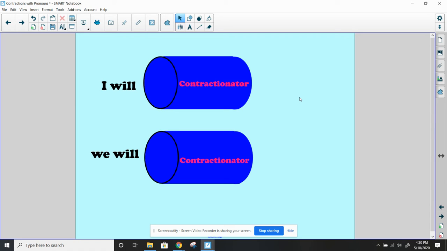The contraction I and will, the helping verb will, which makes a verb in the future tense. We're going to take out the letters W and I to make I'll. I'll be happy when school is over too. We will. We'll all be happy when school is over. Well, I think we will. Maybe not everybody.